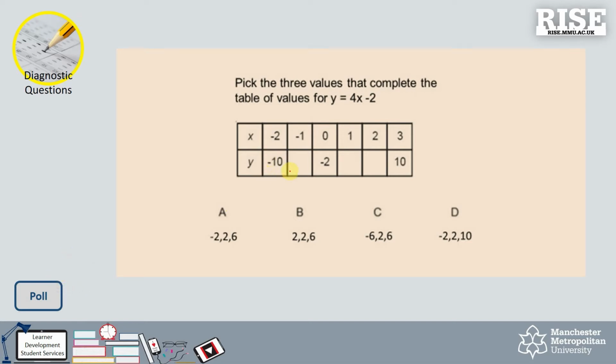I need to work out all of these. So my equation is 4 times by the x take away 2. Well, 4 times negative 1 take away 2 is negative 6. 4 times 1 take away 2 is 2. And 4 times 2 take away 2 is 6. So I'm looking for negative 6, 2 and 6. C is my correct answer.